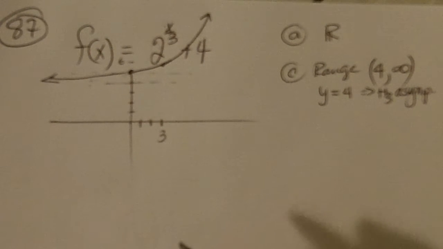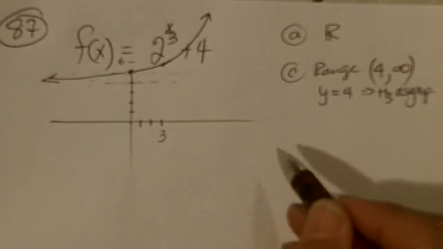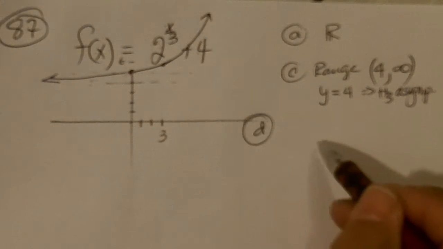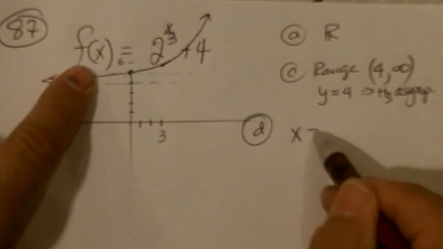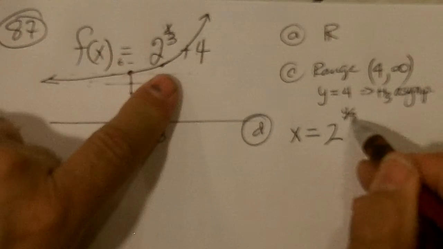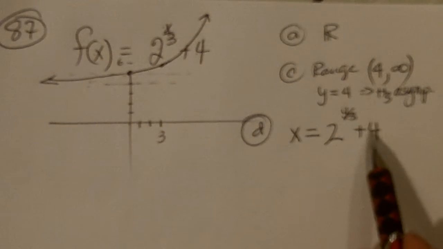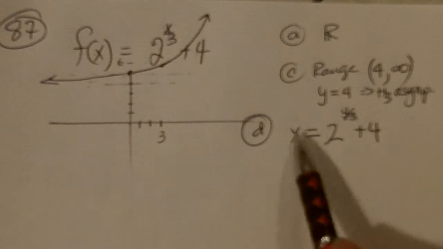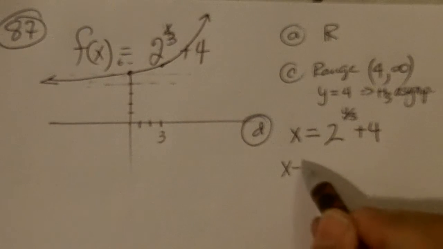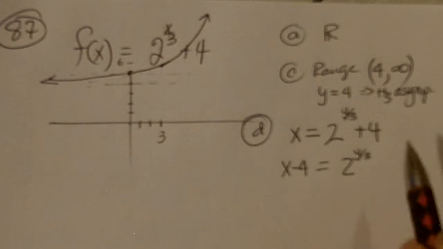Okay, and D, find the inverse. So now we got to switch the y and the x, so we'll have x equals 2 to the y over 3 plus 4. Now we got to solve for the y. So we want to get it down to just a power equation, so we'll subtract 4. So we'll have x minus 4 equals 2 to the y over 3.